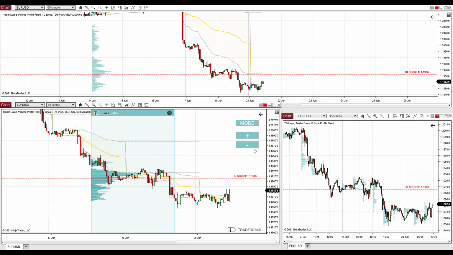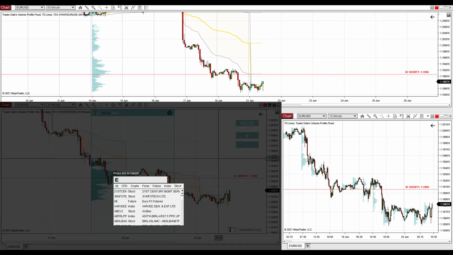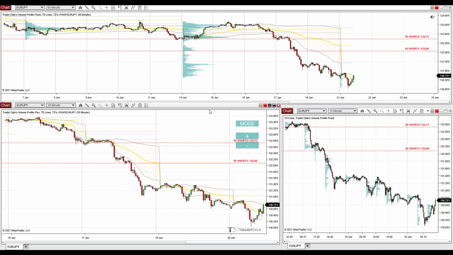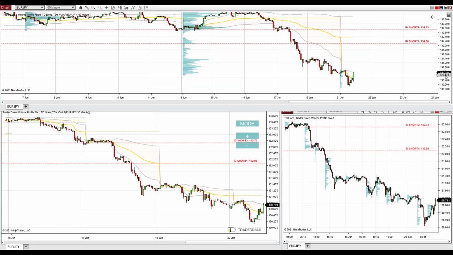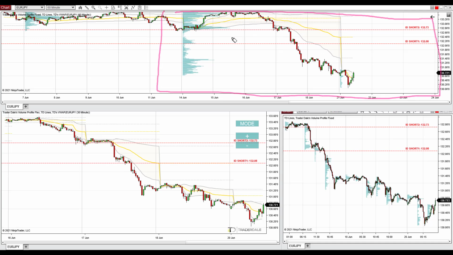Let's now check out the next trading idea, which will be on the euro Japanese yen. So now all the charts show the euro Japanese yen, and let's first have a look at this 60-minute chart, this one. Let's have a look at the profile.